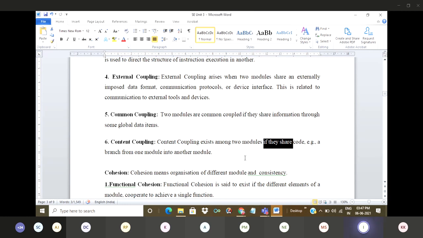So content sharing is nothing but sharing code. Content coupling exists among two modules if they share code. Example, branch from one module into another module.